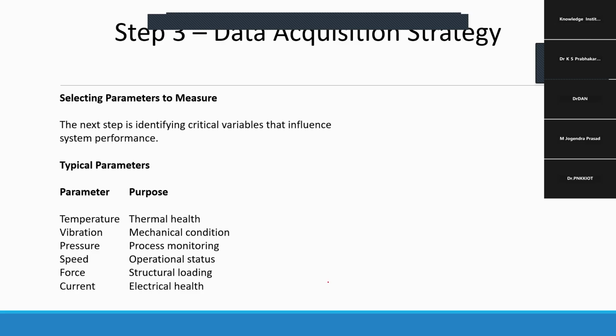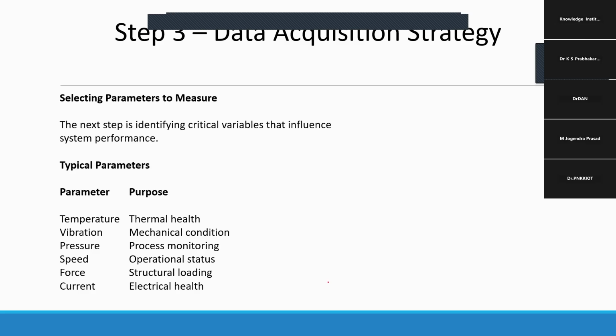So, for example, for a CNC machine, temperature will affect the thermal health, vibration will affect the machining condition, speed will affect the operating status, and current will affect the electrical health. In this way, you can understand the common parameters. From that, you have to choose the right parameter. We have to choose that.